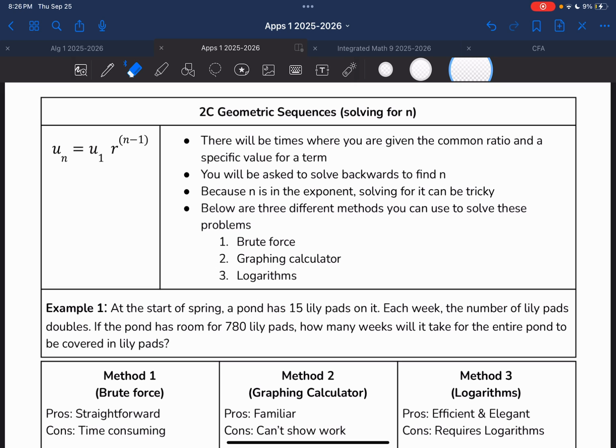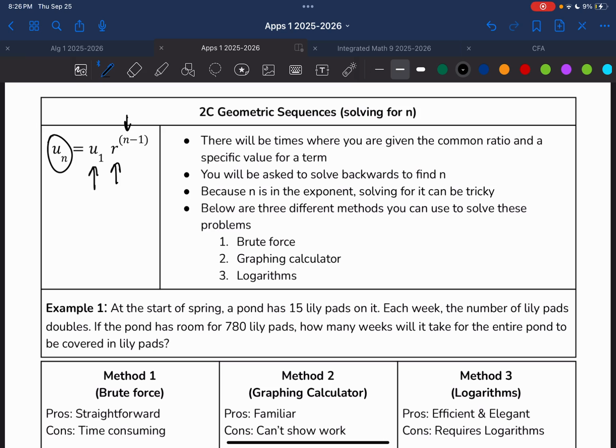What we've been doing recently is where you'll have a given value for U1, you'll have a given value for the common ratio, and you'll have a specific term in the sequence that you want to find, and you'll plug all those in to get Un.